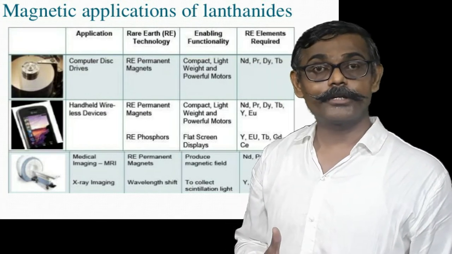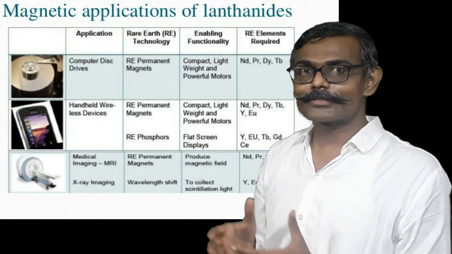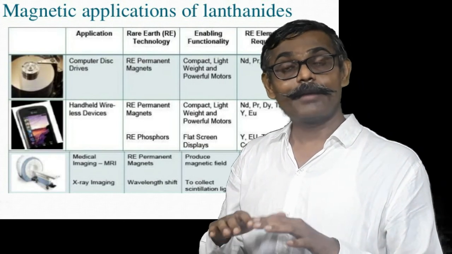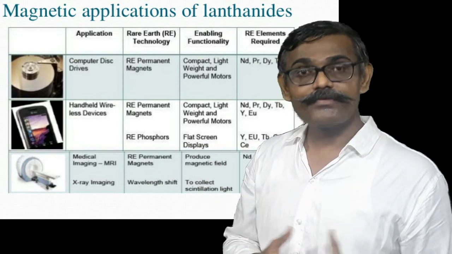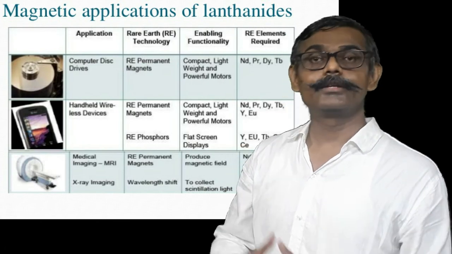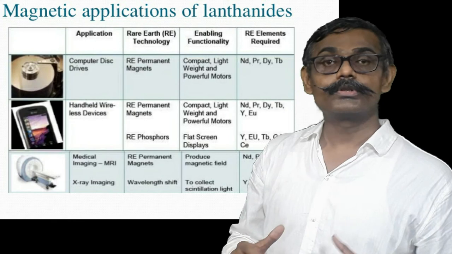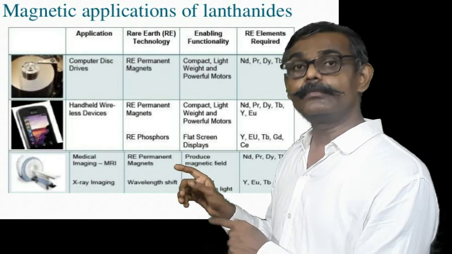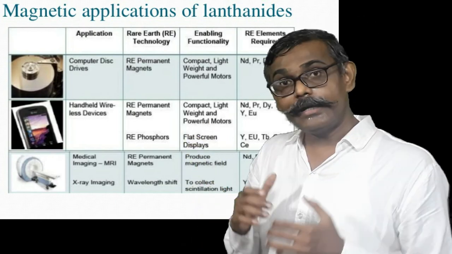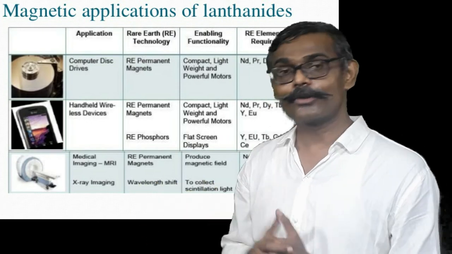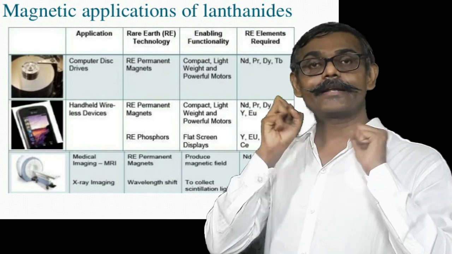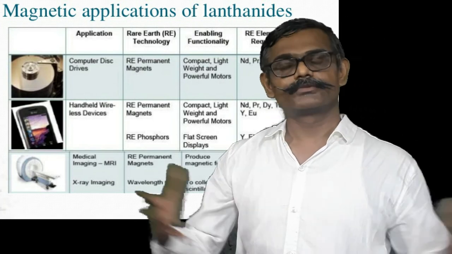Magnetic properties of these lanthanoids are used in the medical field. Yes, from this diagram it might be clear, it's an MRI machine for MRI diagnosis. A magnetic field is necessary, and that magnetic field is obtained by these lanthanoids. And to produce the magnetic field, which are used? Neodymium, praseodymium, dysprosium, terbium. And in X-ray imaging, in X-ray diagnosis, which elements are used? Yttrium, europium, terbium. For what purpose? To collect scintillation light.